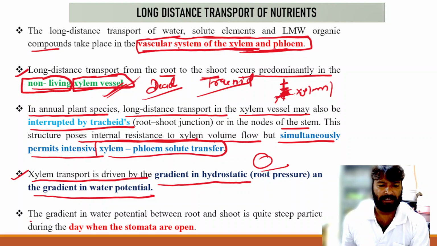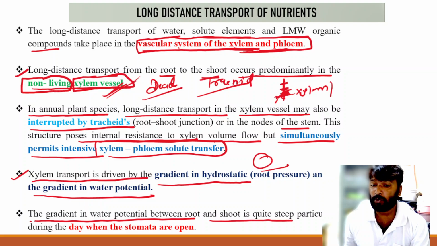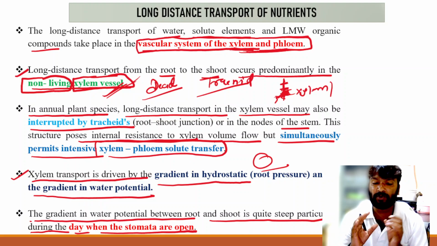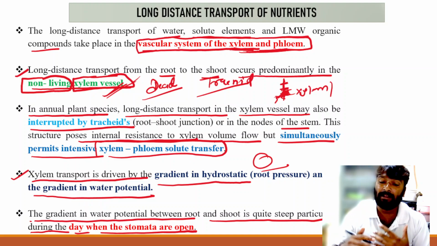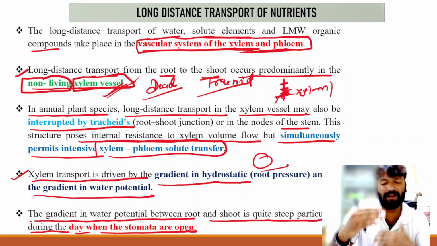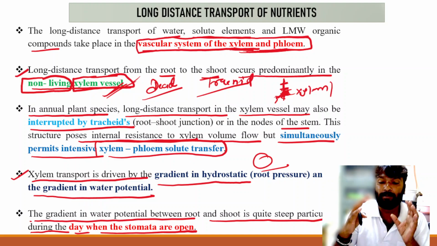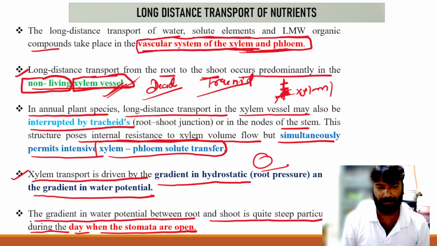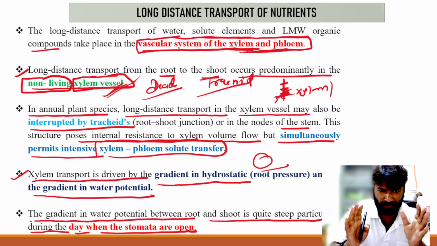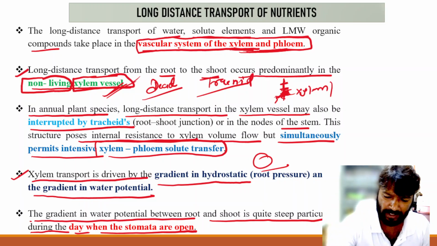And fifth, the gradient in water potential between root and shoot is quite steep, particularly during the day when the stomata are open. So friends, what happens during the day when stomata are open? The transpiration rate is also high. So the water potential difference between the root and the leaf is more, so the gradient is more. So water flow or nutrient flow is also high. Okay, so in my view all the points are very clear. Now come to the next slide.